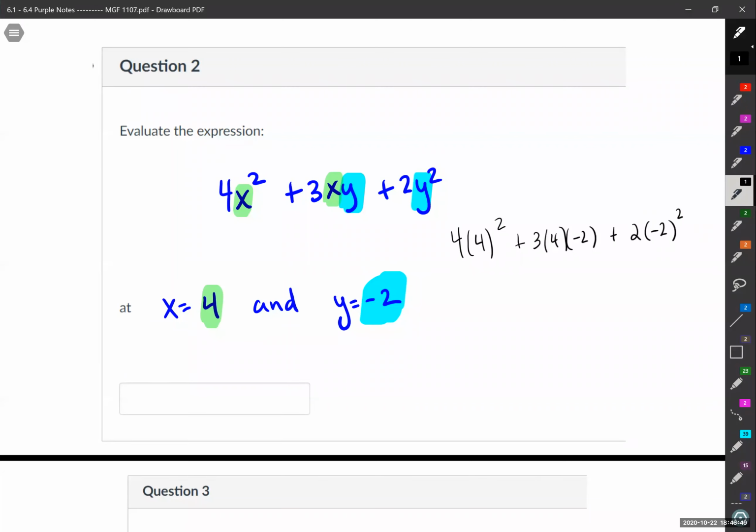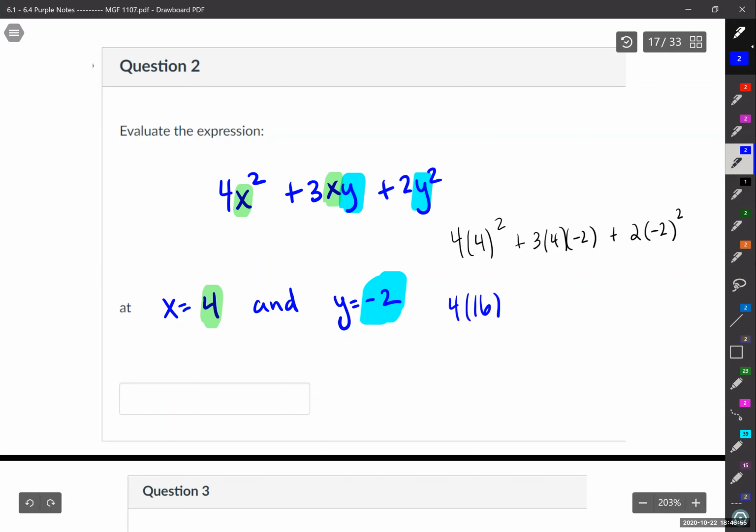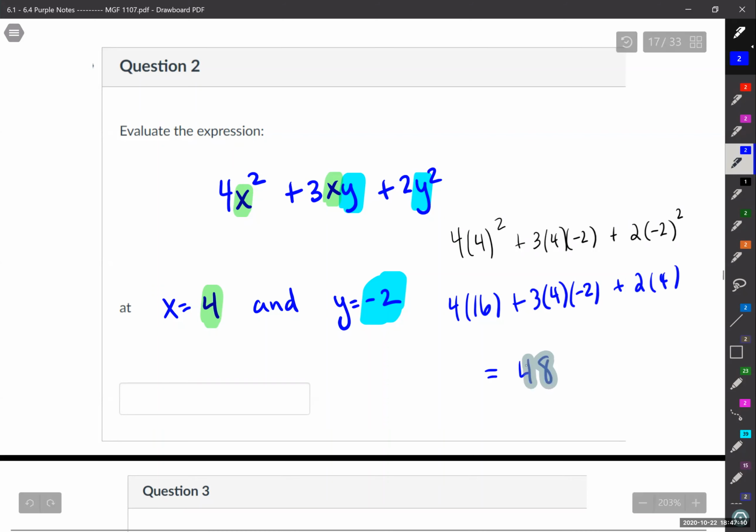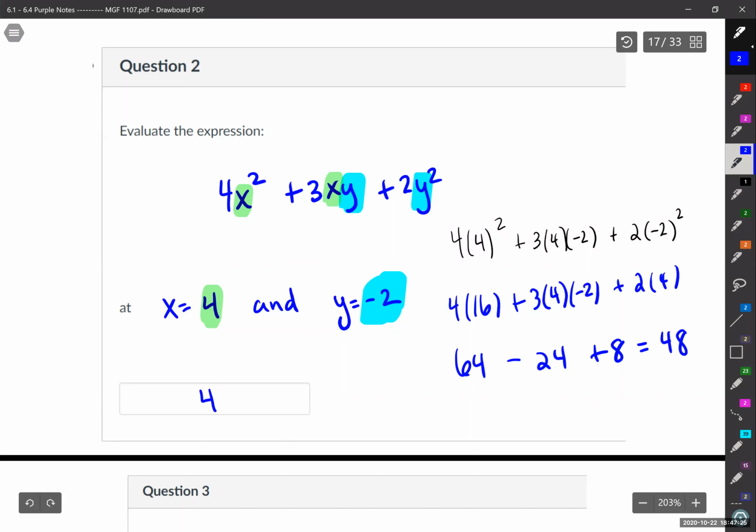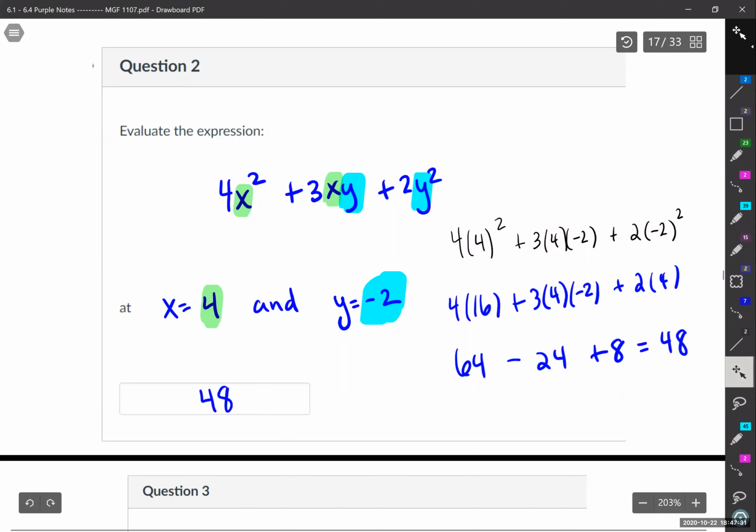Good night. Okay. So as we complete this, we get 4 squared is 16 times 4 plus. Now you can type all this into your calculator at once if you want to simplify. And I think when we simplify, we should get 48 after combining it all together. Okay. Good job, everyone.